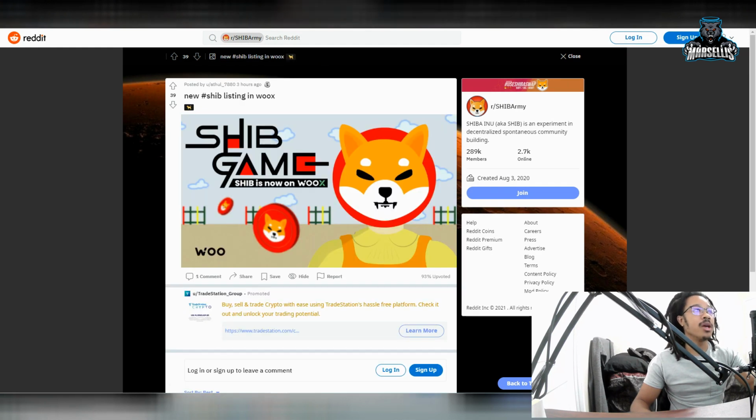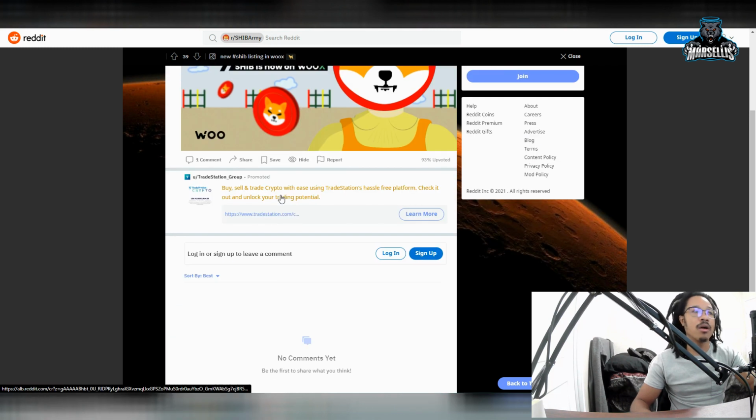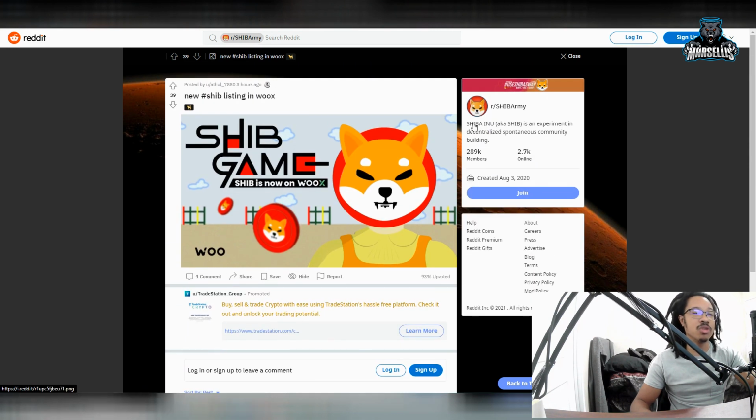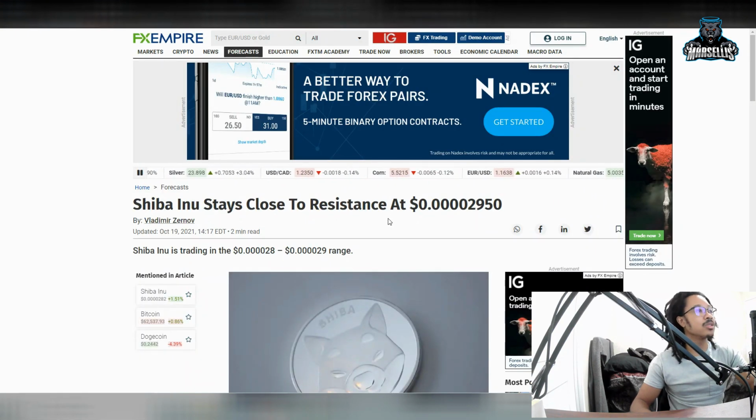And then what else? We got another listing. Another new listing here with Shib. Shib is now on WOOX. Definitely check that out. Now it's on this new exchange, so it's another exchange that has Shiba Inu. But anyways, let's talk about some technicals here. Shiba Inu stays close to the resistance at 29.50.